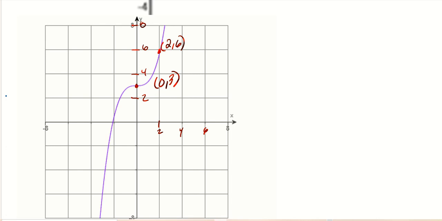So if I was to invert these numbers, right? The inversion of these numbers would be 6 and 2. And the inversion of this would be 3 and 0, right? So that means I would come to 3 and 0, which would be right here. And 6 and 2 right here, right?